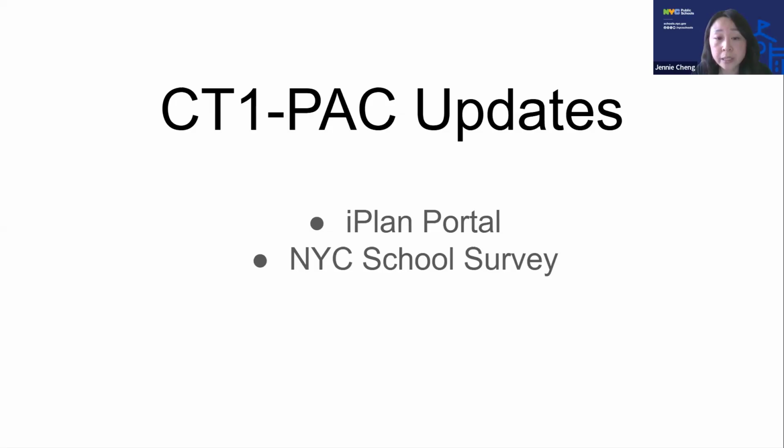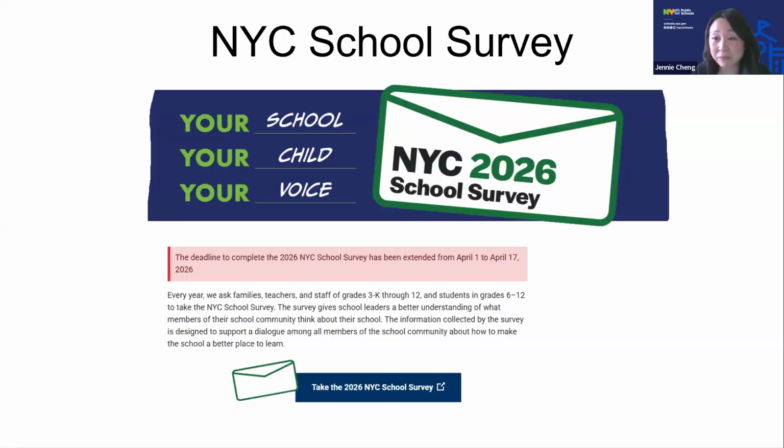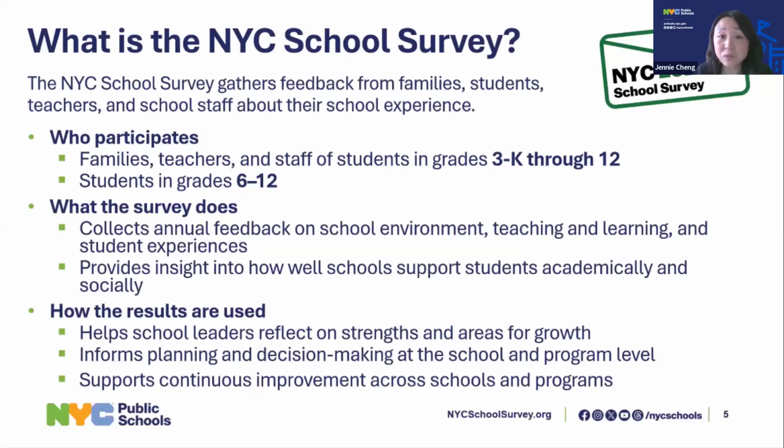And then they also shared the updates around the NYC school survey. It's the green survey that every family is getting around this time with the green envelope. So the survey deadline has been extended, by the way, from April 1st to April 17th. So we have 17 more days to complete the survey if you haven't done it yet. So what is the NYC school survey? The NYC school survey gets sent out to DOE families, DOE teachers and staff, and students from 6 to 12. They are asked to complete this annual school survey.